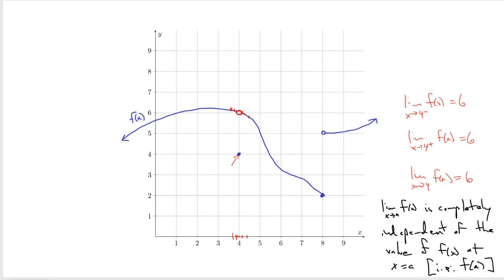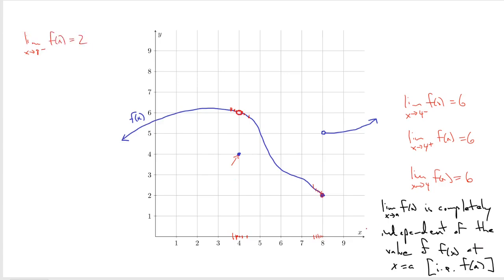Okay, let's look at the limit as x approaches 8 from the left and the right. Again, as we pick x values close to 8, getting closer and closer to 8, but from the left, we get values that are getting closer and closer and closer to this value right here, which is 2, and so that tells us that the limit as x approaches 8 from the left of f of x is equal to 2.